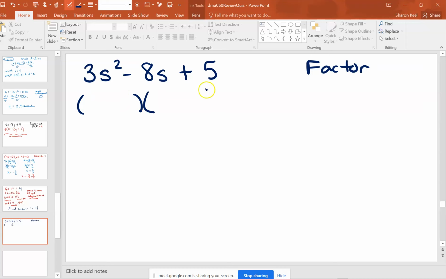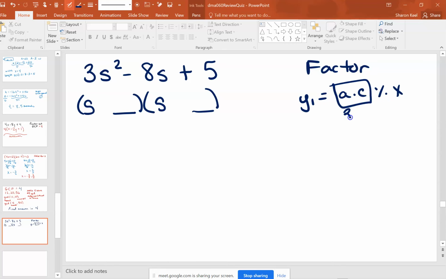So when we factor, we're going to have 2 parentheses. They're both going to start with the letter S. And since when we do our y1 and we type in, we use a times c divided by x, our a times c is 3 times 5. So what we're going to type in is 15 divided by x.